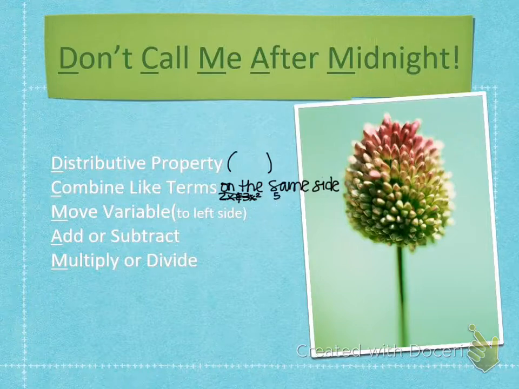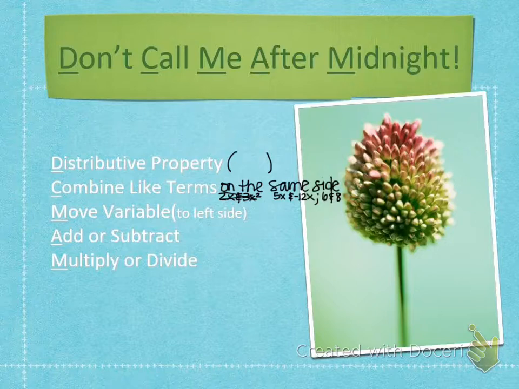What if I gave you 5x and negative 12x? Are those like terms? Yes, they have the same variable raised to the same power. What if I gave you 6 and 8? Are those like terms? Yes, neither of them have a variable. They're constants. So they are considered like terms, and you would combine them.